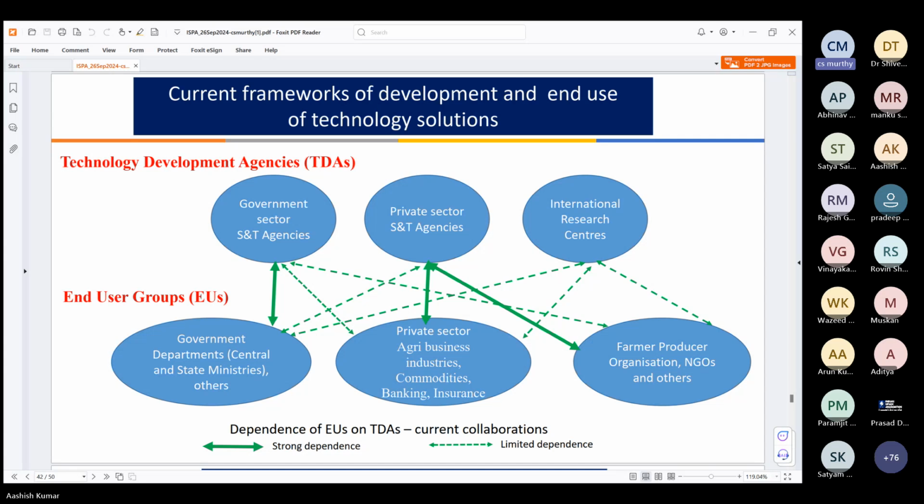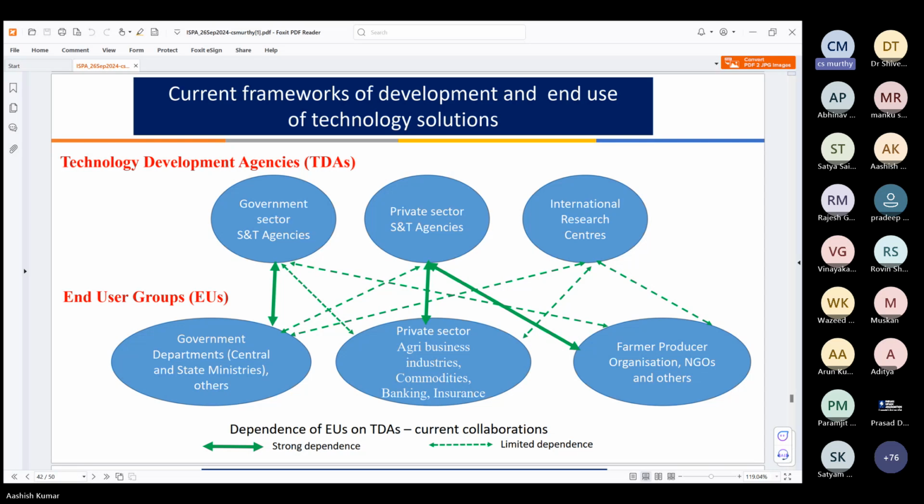Then there is another group called end users. This group consists mostly of government departments, central and state ministries, and various other government departments. And there are certain private sector end users, like agribusiness industries, who procure a lot of farm output from the farmers, and certain rural industries. For example, ITC, Mahindra and Mahindra, TAFE, they all have some farmer base. And then commodities, banking, insurance. These are all end users. In addition, we have farmer producer organizations, FPOs, and NGOs. Broadly, we can categorize them as three sets: government, private sector, and the farmer FPOs. So this is the system.